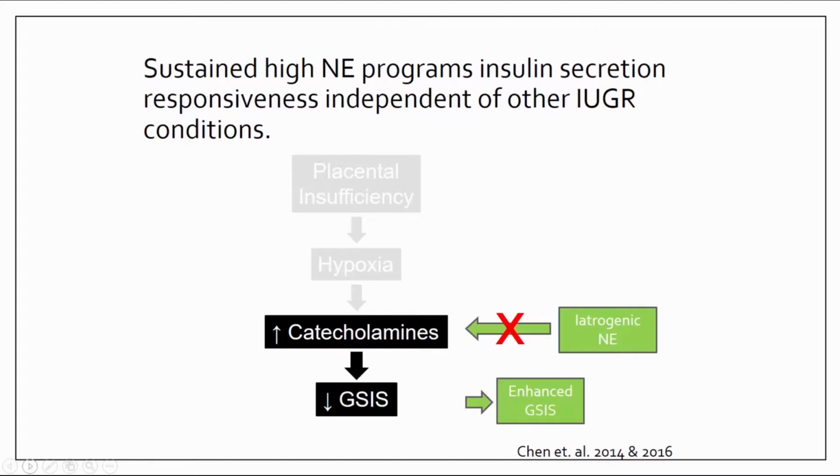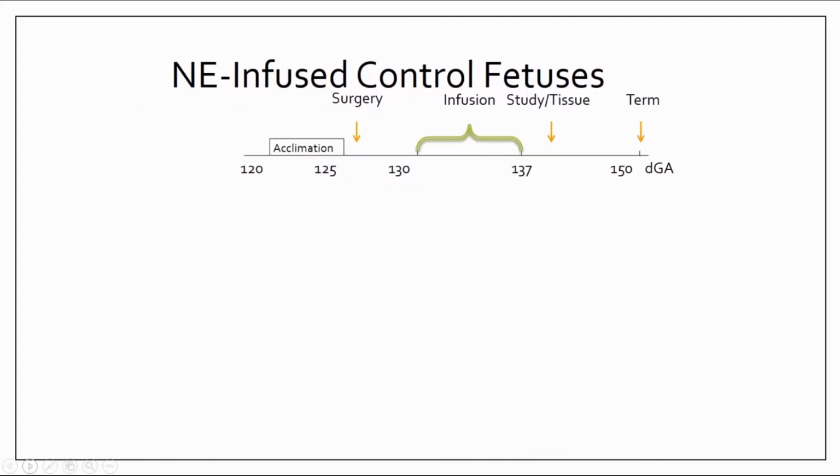We bring them in around 120 days, acclimate them, surgically place the catheters within the venous and arterial circulation, and then let them recover for 4 or 5 days and begin our infusion, and then study the animals either during the infusion or post-infusion. And just to give you an example, we are increasing our norepinephrine concentrations to levels that are very similar to what we would see in those IUGR fetuses.